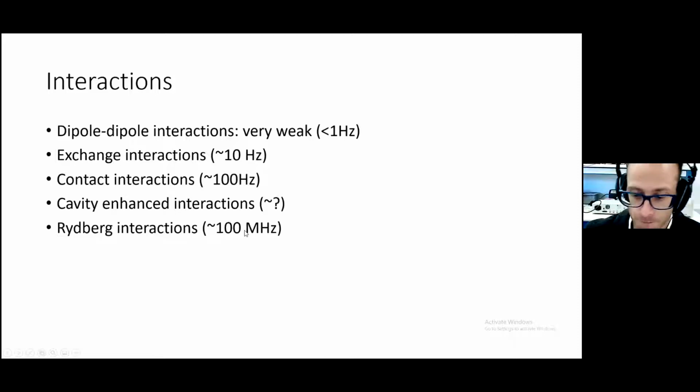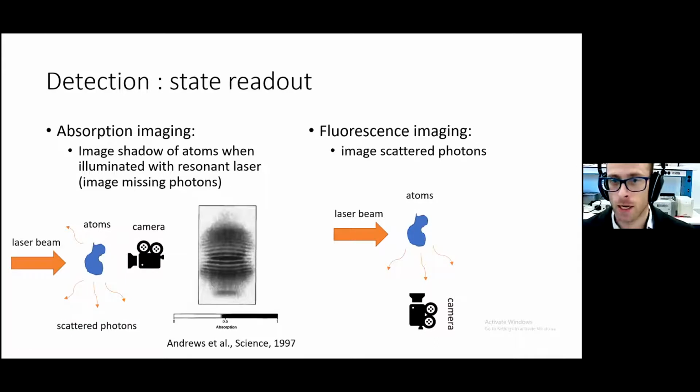and reach really nice interaction strength, interaction energy. The final slide is to mention the different detection techniques in order to observe and read out the atoms. The two main techniques are absorption imaging and fluorescence imaging. And absorption imaging just relies on imaging the shadow left by the atoms when you shine a laser beam on it.